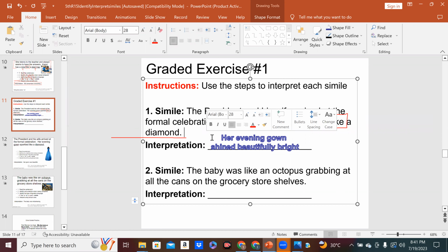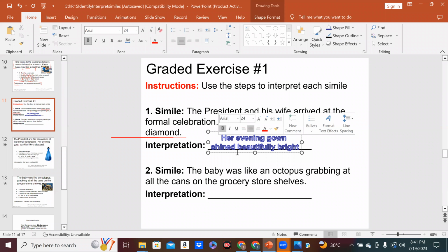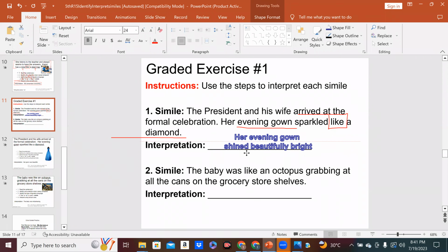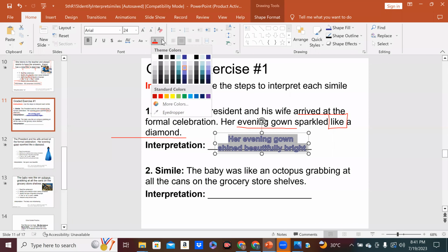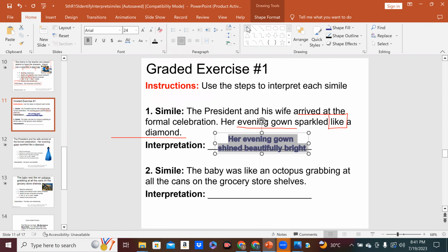Go ahead. If I put her dress was very shiny, I don't think that sounds good. Say it again. Her dress was very shiny. Yeah, that'll work. I mean, it's simple, but it will work.